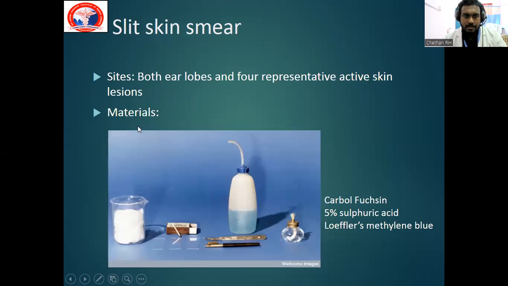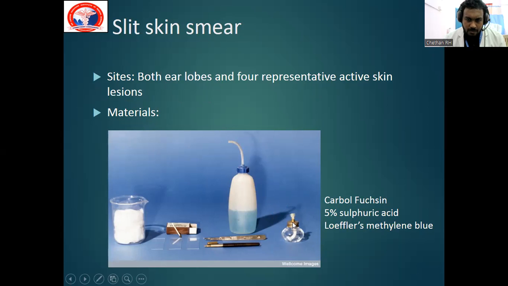And for slit skin smear, we generally use both the earlobes and 4 representative active skin lesions. But now the WHO guidelines have changed, and only one side of the earlobe, and along with that, we are going to use the representative active skin lesion as a site. So instead of 6 sites, we are going to do only 2 sites these days.